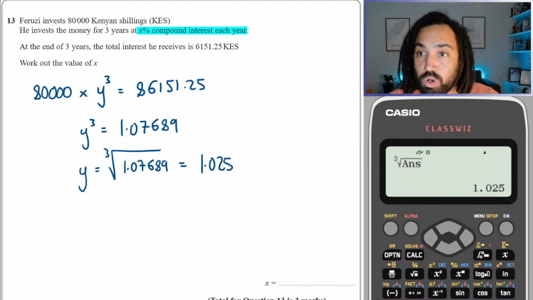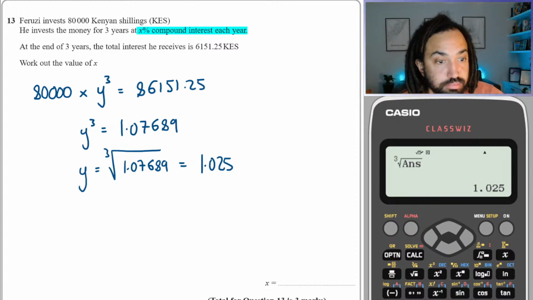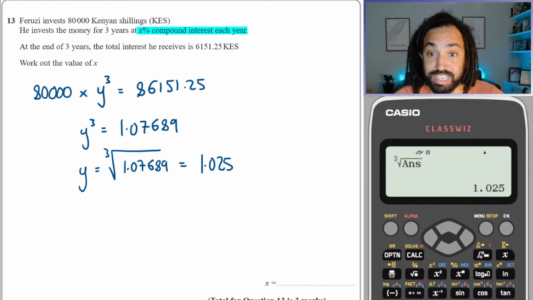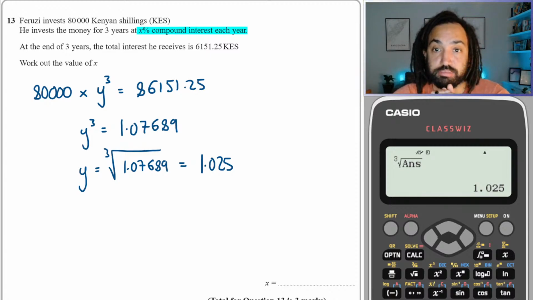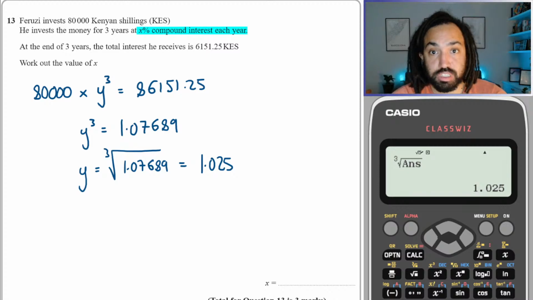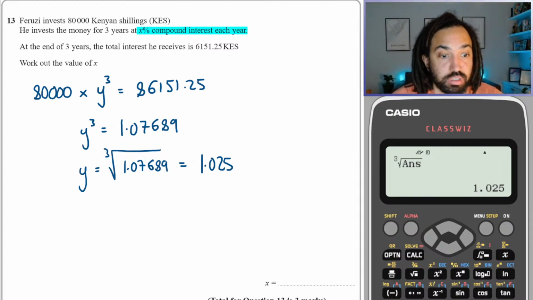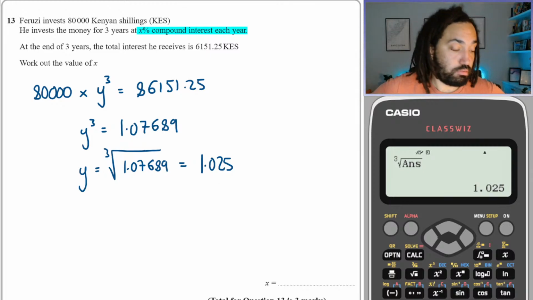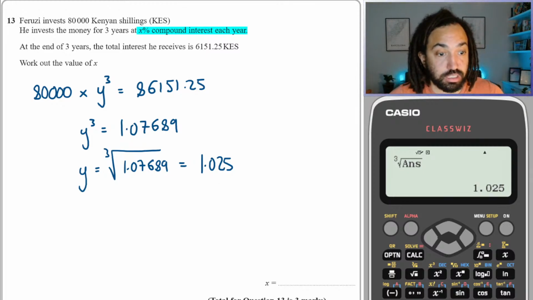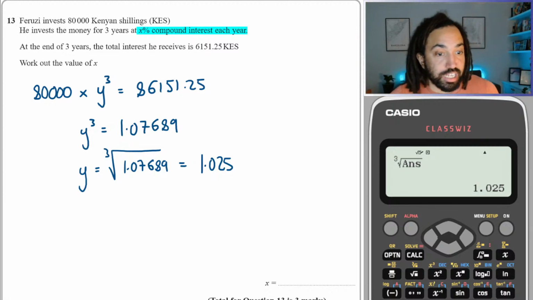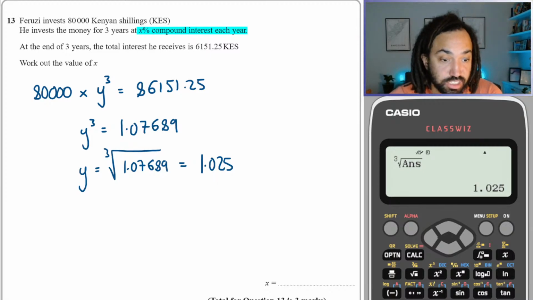So what is x? What is x? That's how much we're multiplying by each year. So what is the percentage rate? What is that percentage? Looking in the chat. Come on, who's going to get that for me? What's the percentage?